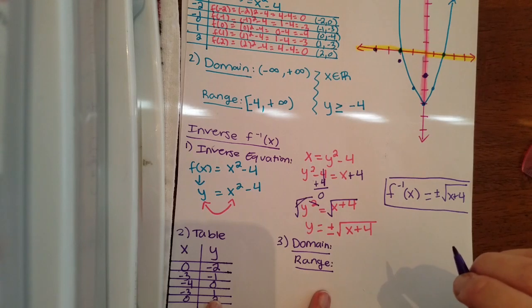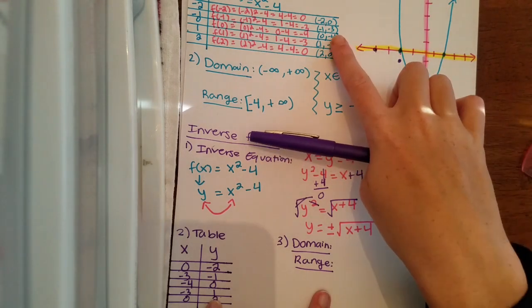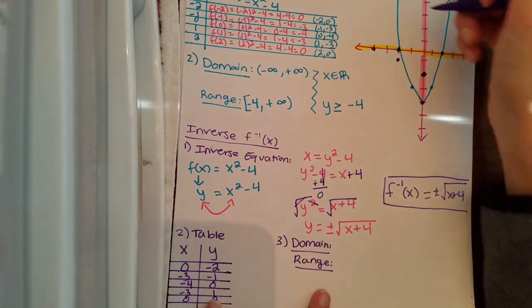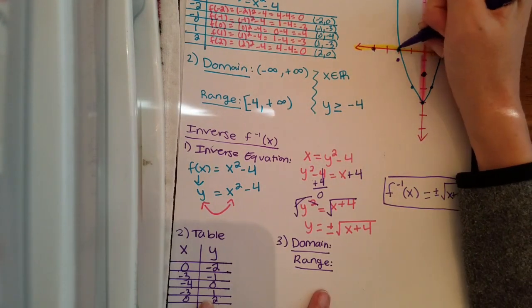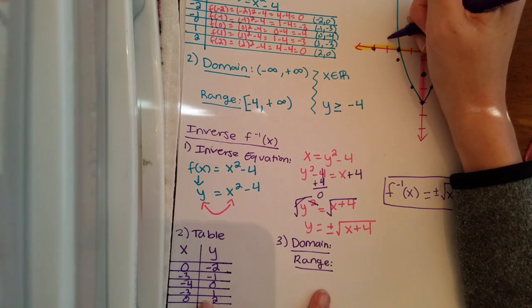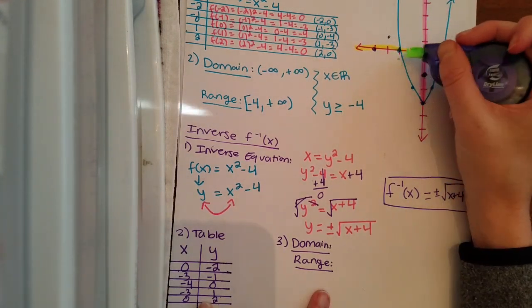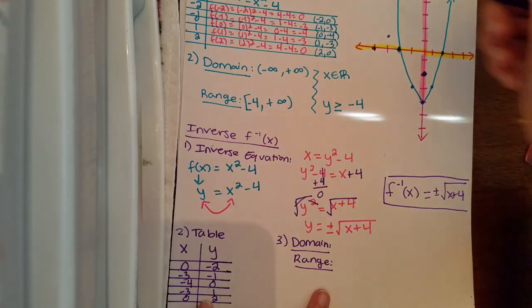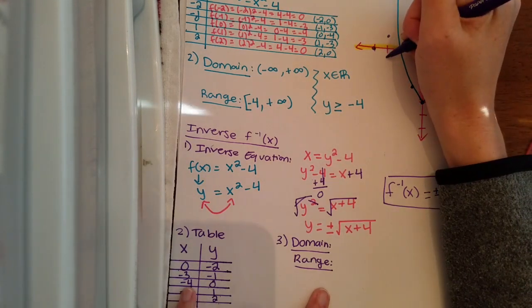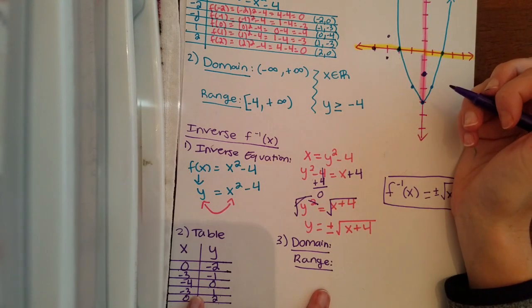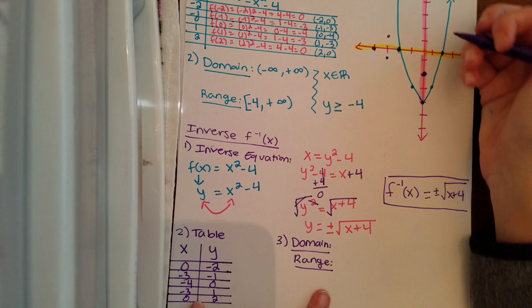Oh, hold on. -3. Yes, that's right. Sorry, guys. I'm sorry, this point is wrong. Sorry, guys. Jeez, Miss Sloan, get it together. This point was supposed to be here. -3, -1. My bad. Alright, and then my next point is going to be at 0, 2.